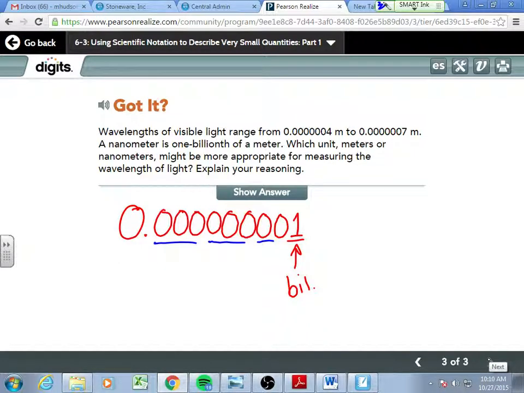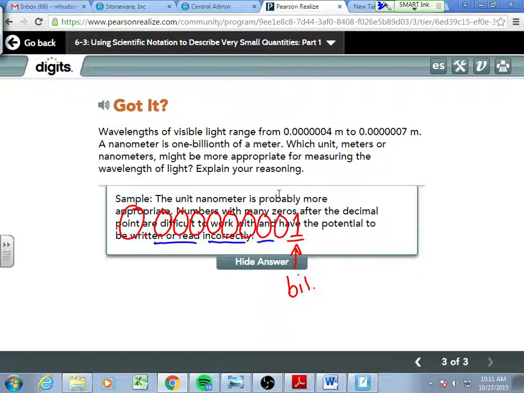Since a nanometer is 1,000,000,000th, well, this is 4. What decimal place is that? Tenths, hundredths, thousandths, 10,000ths, 100,000ths, millionths. So that's 4 10,000,000ths. But that's bigger than a billionth. Oh yeah. So the number would be bigger than 1 if we express it as a nanometer.